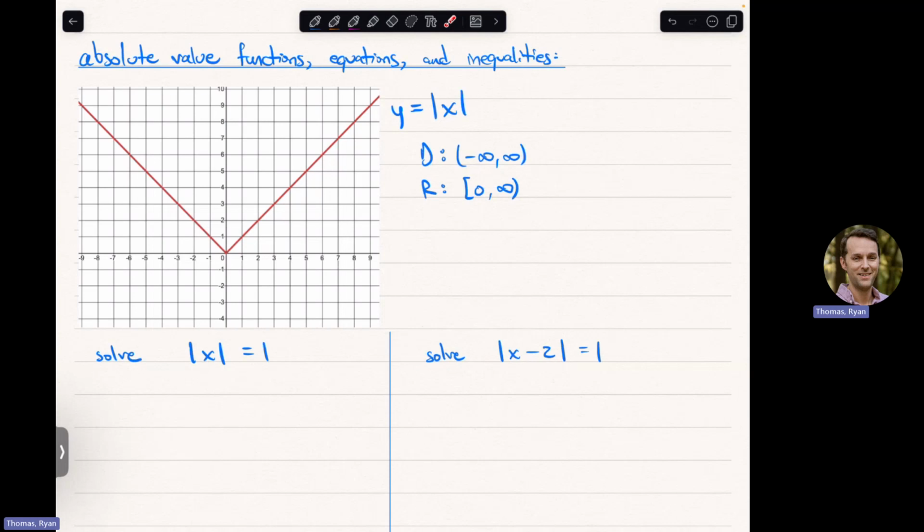So just as a reminder, here is the function y equals the absolute value of x. Again, it's this V-shaped graph, straight line segments with a sharp corner at the vertex here at the origin. Its domain and range right there.